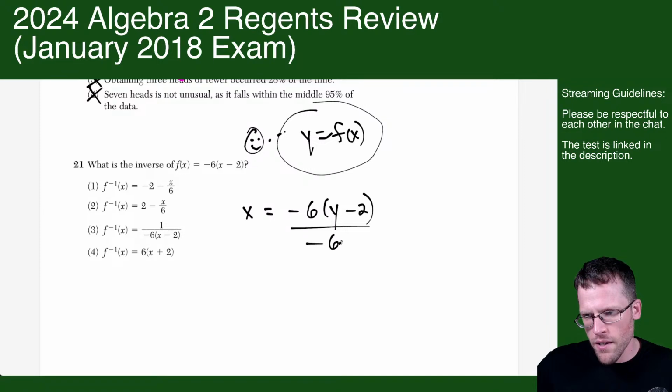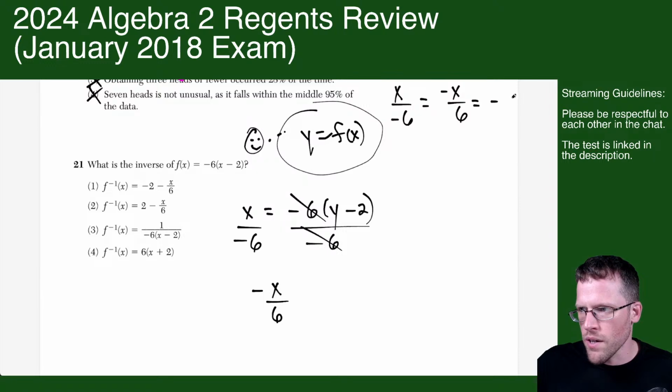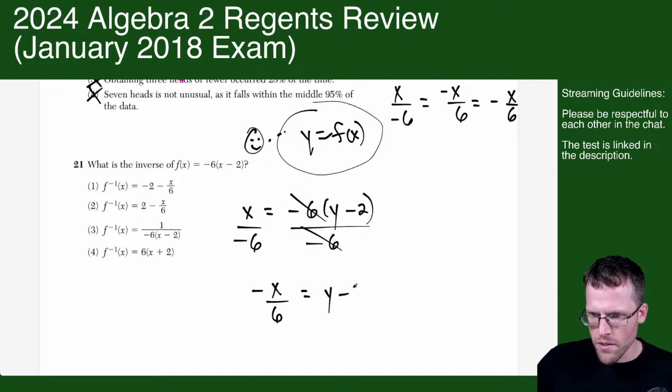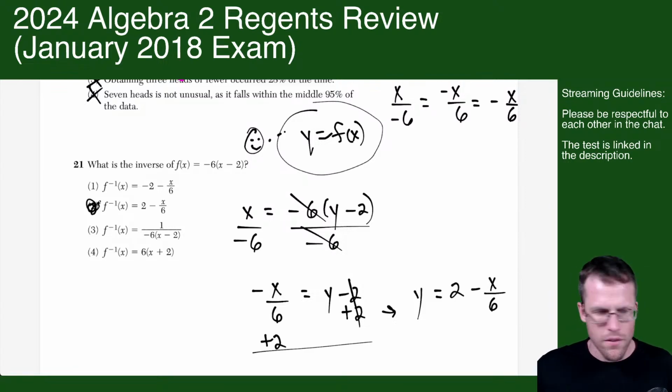Firstly, I would divide by -6. And now you have x over -6, which is equal to negative x over 6, and this is equal to minus x over 6. You could write it three ways. Equals y minus 2. And then just go plus 2. So now this cancels and I get y equals, I can write my 2 first, 2 minus x over 6. That is my inverse. Okay. 21 is 2.